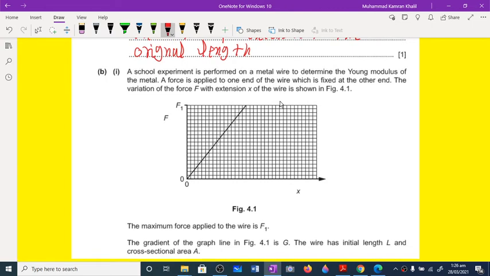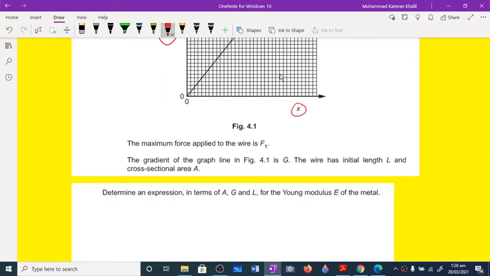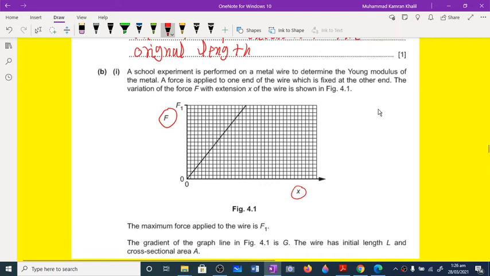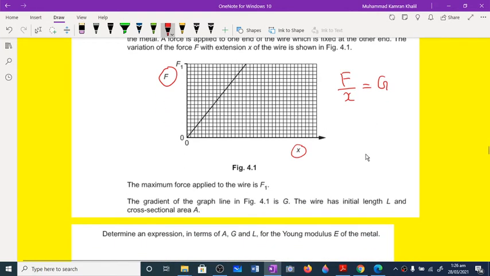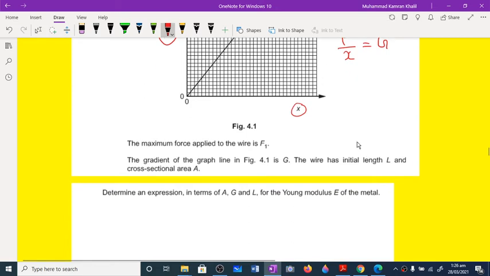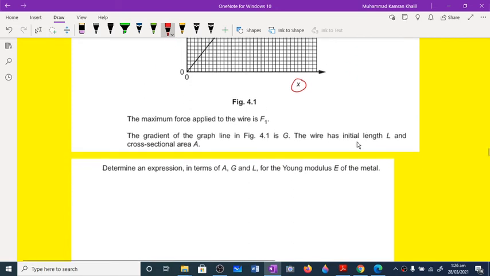Next, a school experiment is performed on a metal wire to determine the Young's modulus. The graph is given between force and extension. The gradient is represented by G. So F over x is equal to the gradient, because we have to use this in the later part. The length is L. Determine the expression in terms of A, G and L for the Young's modulus.